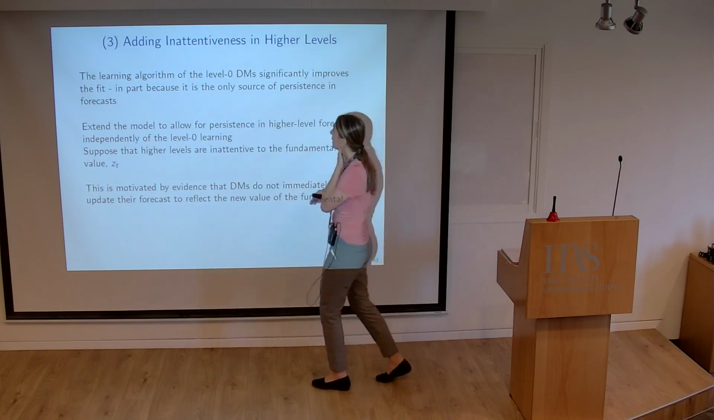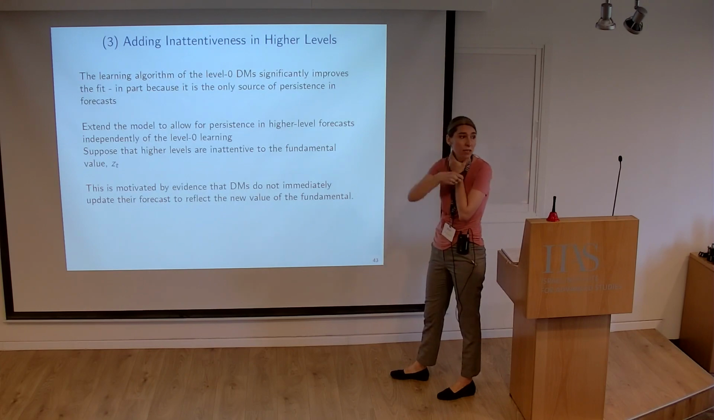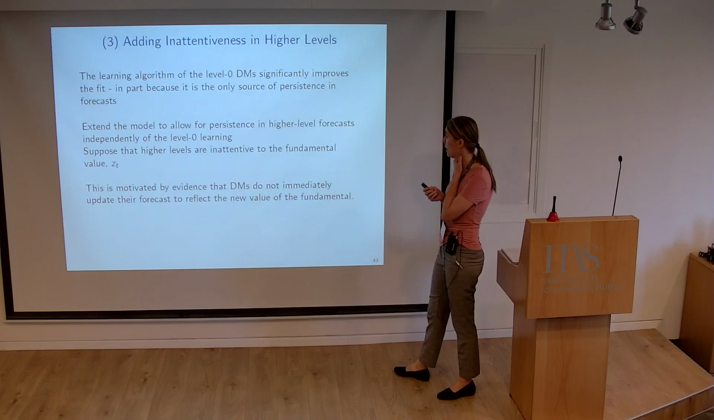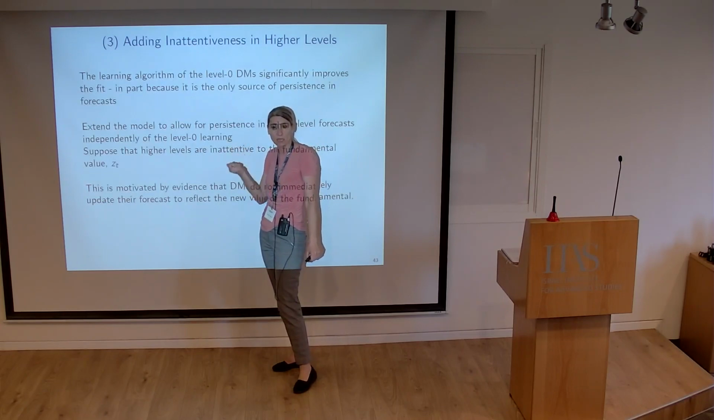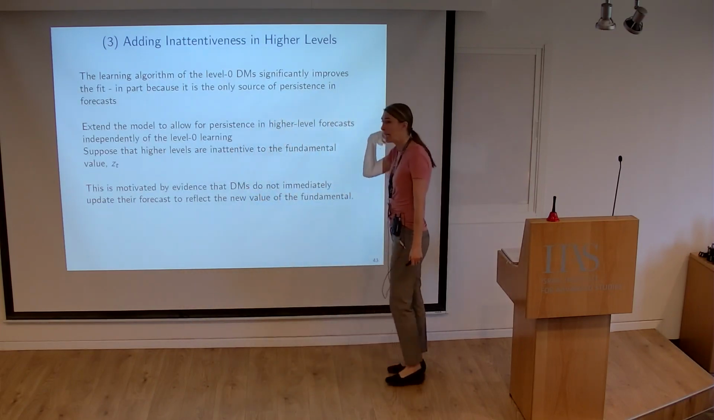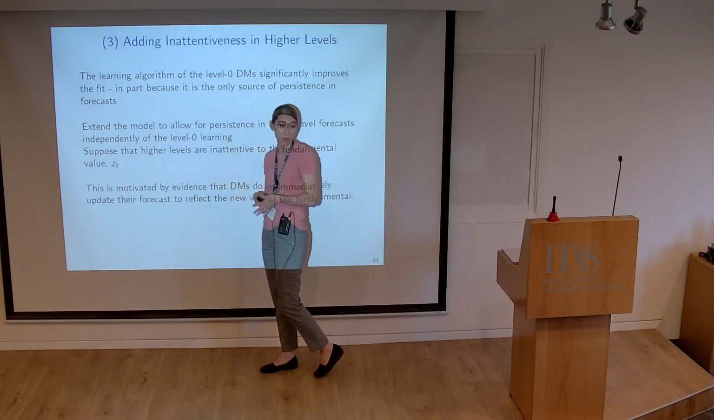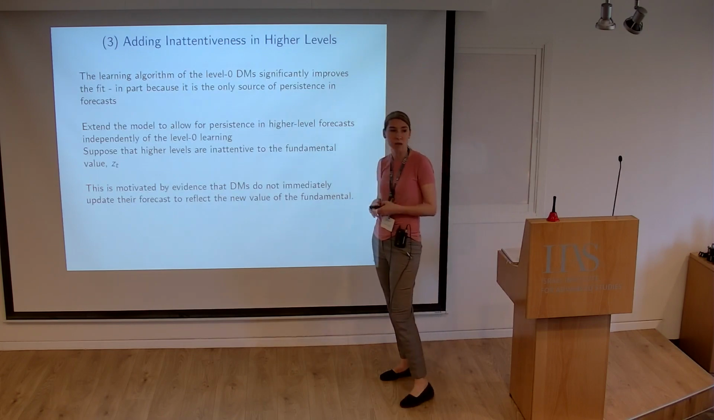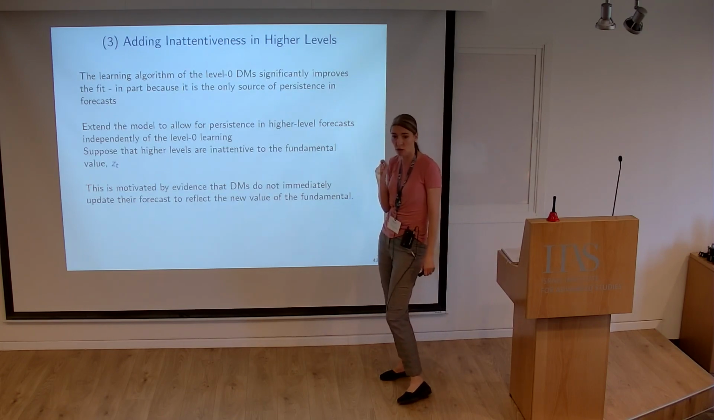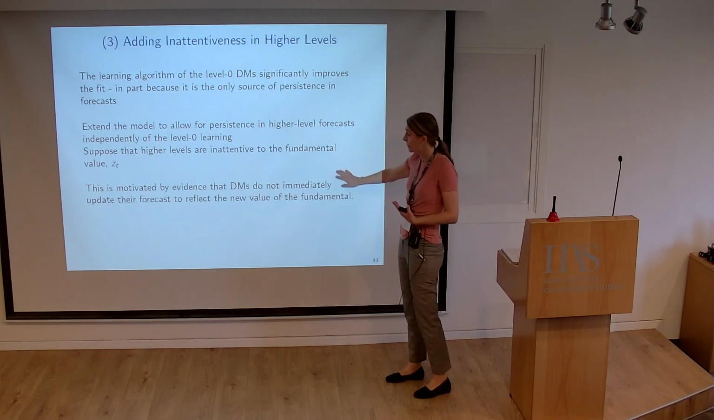Now, the learning algorithm really improves the fit, in part because it's the only source of persistence in the forecast, and we saw that the forecasts are very persistent in the data. So let's allow for persistence in higher level forecasts independently of the persistence that comes from level 0 forecasts. Again, drawing on inspiration from macro models, let's consider higher levels being inattentive to the value of z. They might not notice right away that the intercept has shifted. Very few subjects actually adjust on impact, whether by little or by a lot. Very few of them pick up on the intercept shift right away. So let's allow them to be strategic but late.